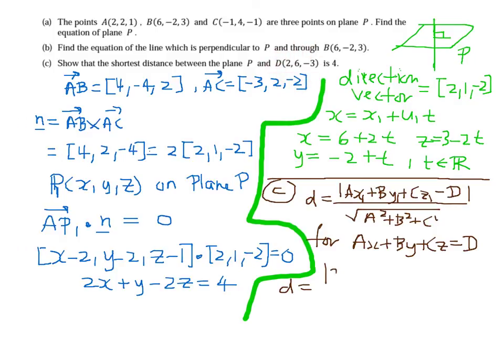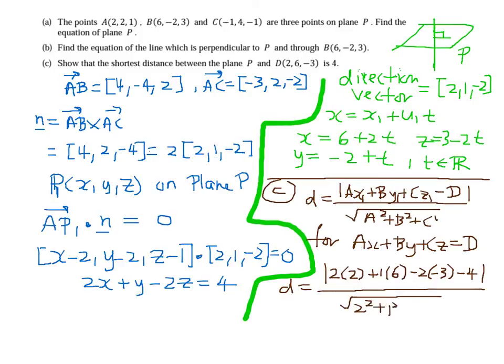So we are looking at 2 times, okay, talking about this here, 2, 6, and negative 3 will be the coordinates of point D, and divided by here, 2 squared plus 1 squared plus negative 2 squared, the coefficients of the plane, and finally you get 12 over 3, and that's 4 units that's required.